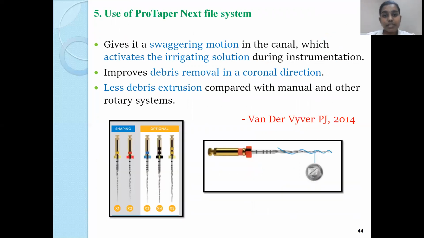In the study, the ProTaper Next file system is used because it gives a swaggering motion in the canal which activates the irrigating solution during instrumentation. It improves debris removal in a coronal direction, and there's less debris extrusion compared with manual and other rotary systems by Van et al.